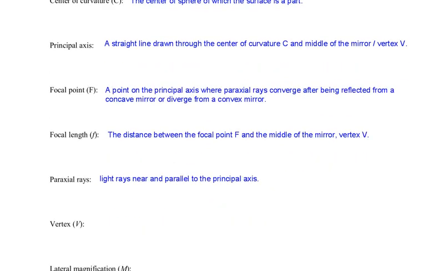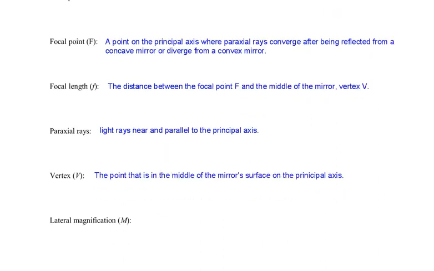Alright, what else do we have here? The vertex is the point in the middle of the mirror surface that is on the principal axis. And then we have magnification. You'll see this later when we start to construct our images and compare the image to the object. The lateral magnification is really the ratio of the image to the object lengths. This basically gives you the magnification of the mirror.